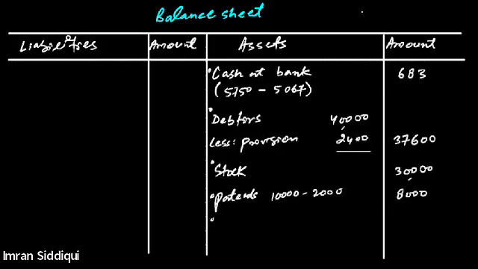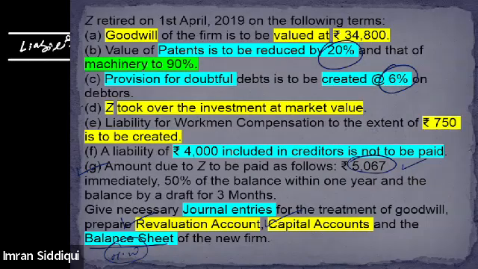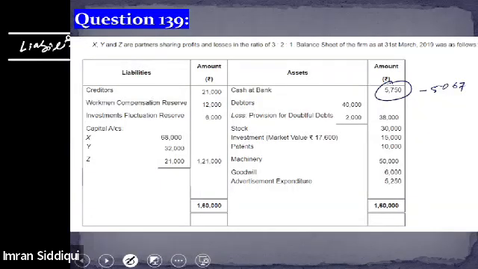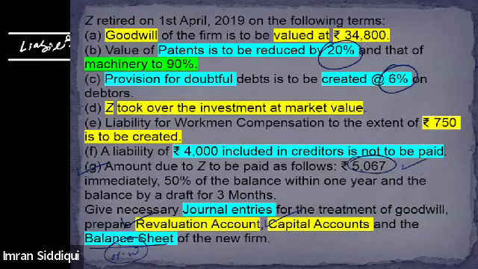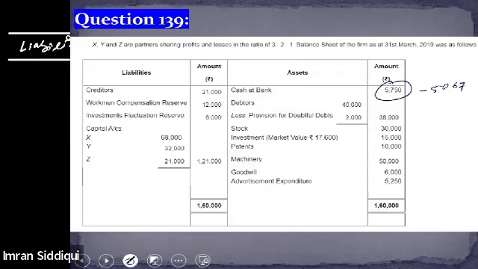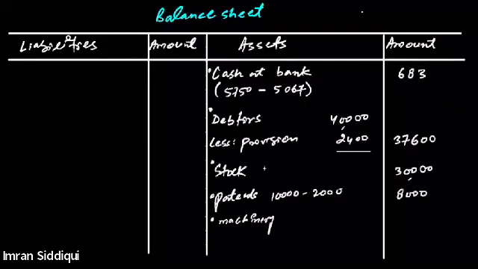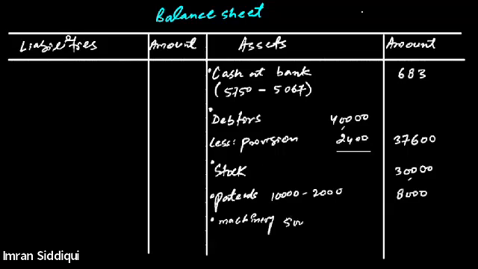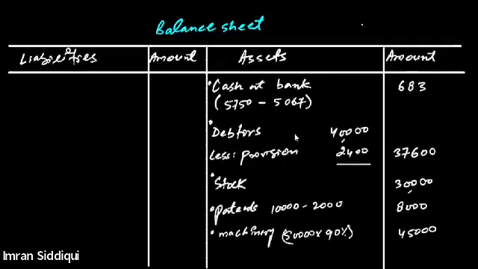Yes, sir. Then the value of machinery was also there. The value of the machine was 50,000. And in adjustment B, it says that machinery will be valued at 90% only. So the 90% of 50,000 is what? 45,000, right? So machinery will be valued at 45,000. Right, everyone? Is it clear to all of you?